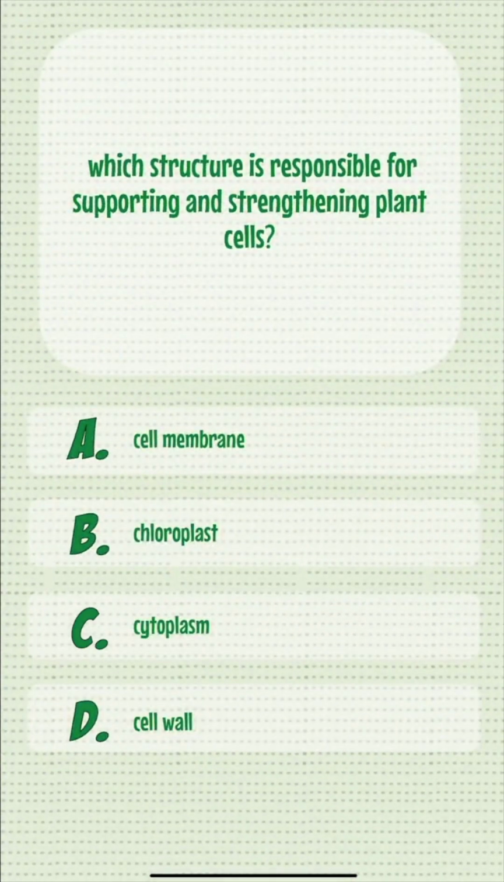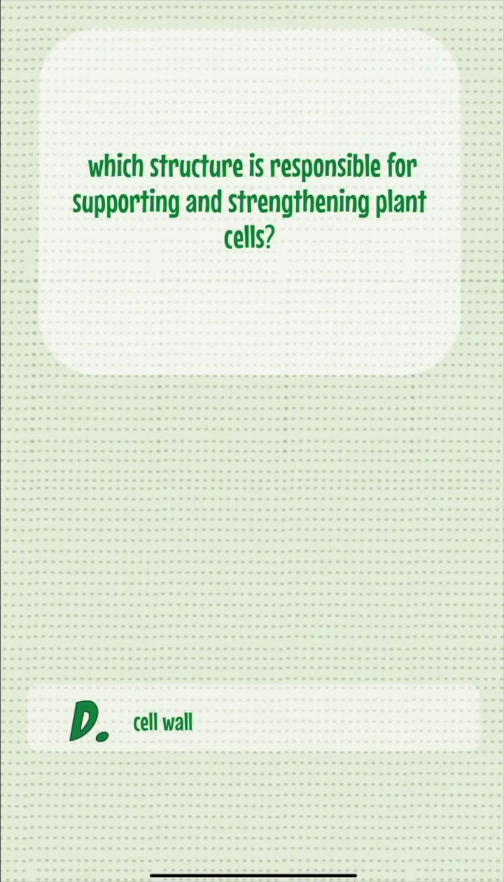Which structure is responsible for supporting and strengthening plant cells? Plant cells. So immediately it's just for plant cells. So it's probably chloroplasts or cell wall, because animal cells have this, cytoplasm has this. D is the answer.